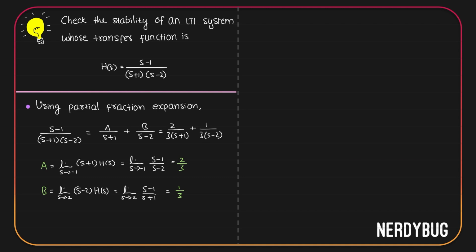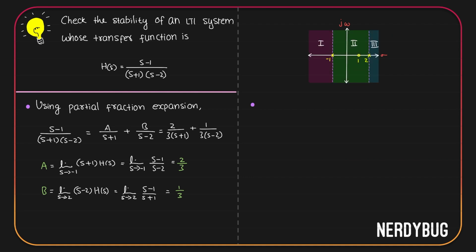The important thing here is the question has not given us the ROC of this function. They have only given the algebraic expression. All we can see is there is a 0 at plus 1, there is a pole at minus 1, another pole at plus 2. Let us mark all of these on an S-plane. Obviously, there are three options for ROC. It could be towards the left of minus 1, it could be between minus 1 and 2, it could be towards the right of 2.